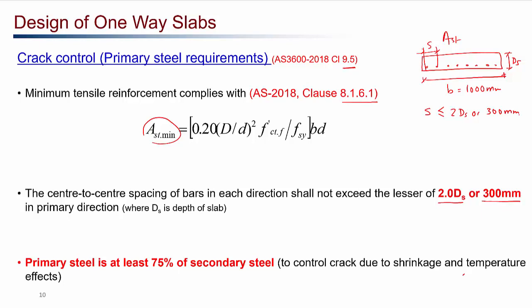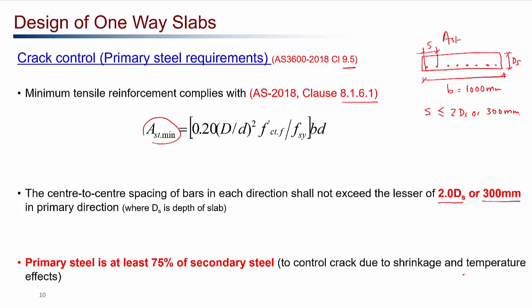And the third condition is that the primary steel that we are providing in the direction of span should be at least 75% of the secondary steel that we are providing in the perpendicular direction. As discussed earlier, we provide secondary steel to control the shrinkage and temperature effect cracks.